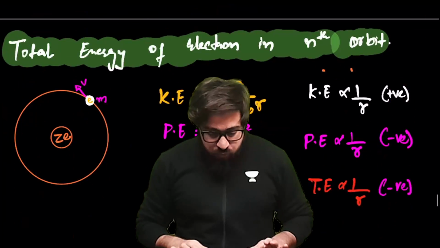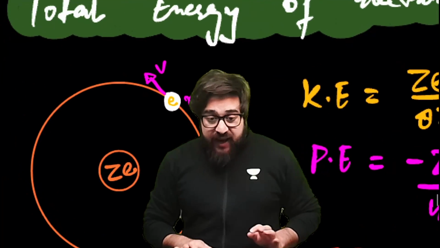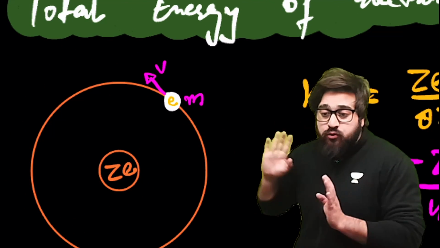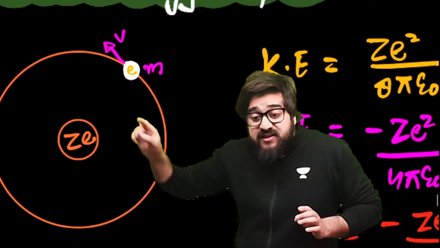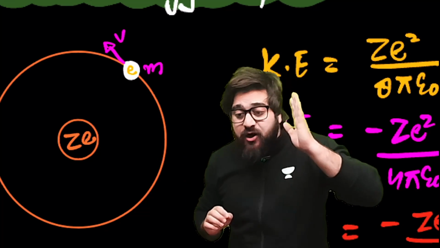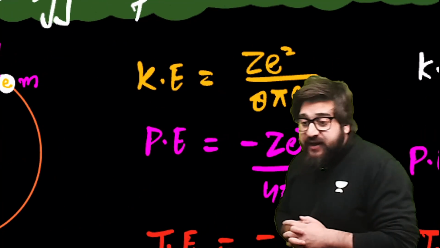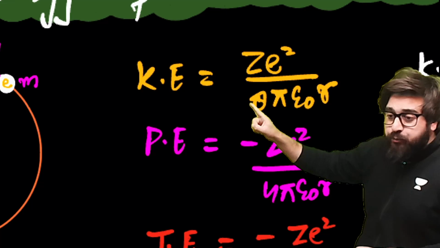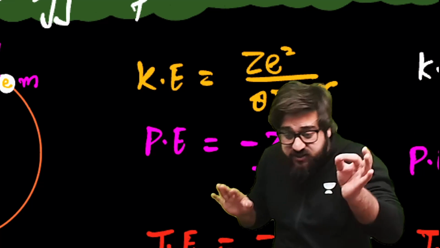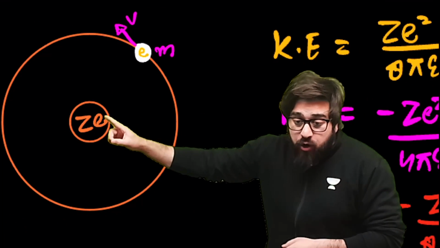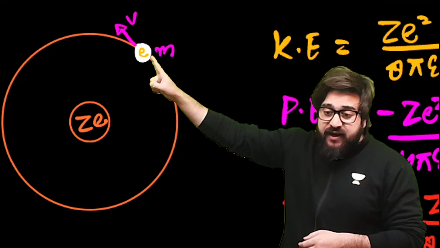One more thing, guys. If an electron is revolving around the nucleus, since the electron is in motion, it has kinetic energy. How much kinetic energy does it have? Ze²/(8π ε0 r). Keep this in your mind. Now guys, you have the positive charge nucleus and the electron.